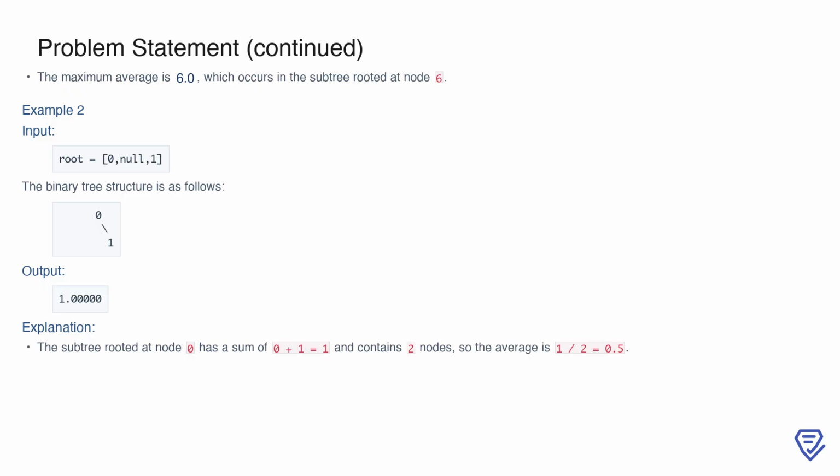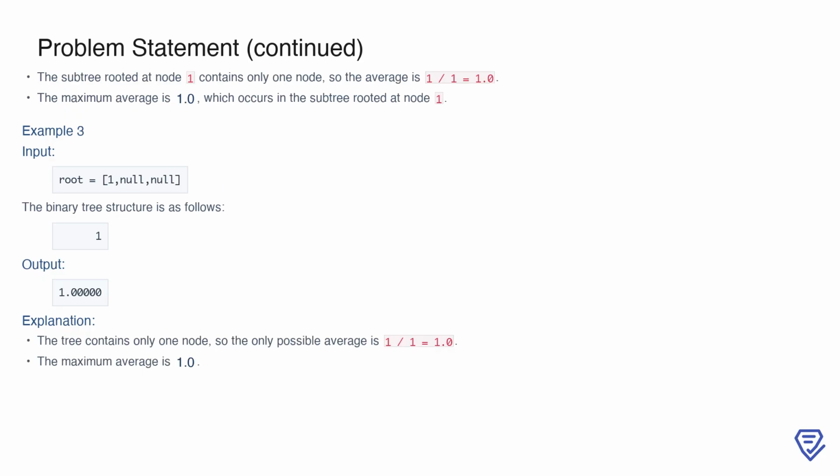If the input binary tree is represented as root equals 0, null, 1, the tree structure looks like this: the root node has a value of 0, and it has a right child with a value of 1, but no left child. For the subtree rooted at node 0, the sum is 0 plus 1, which is equal to 1, and there are 2 nodes, so the average is 1 divided by 2, which equals 0.5. For the subtree rooted at node 1, there is only one node, so the average is 1 divided by 1, which equals 1.0. In this case, the maximum average is 1.0, which occurs in the subtree rooted at node 1.